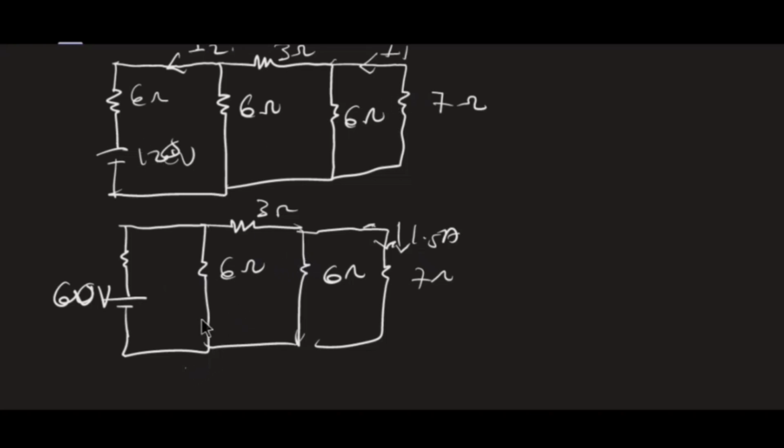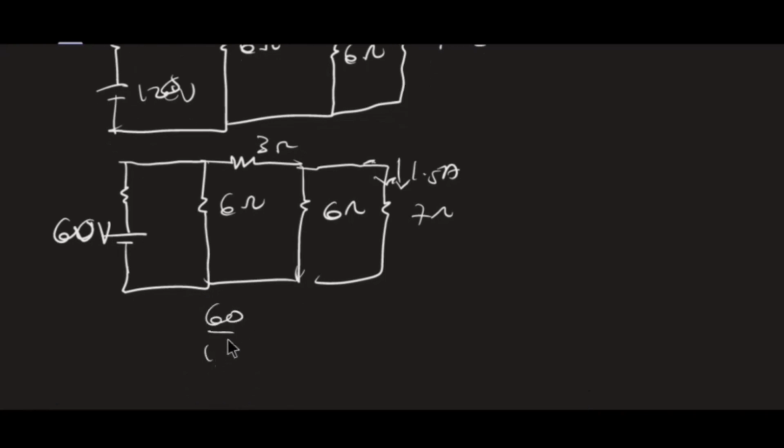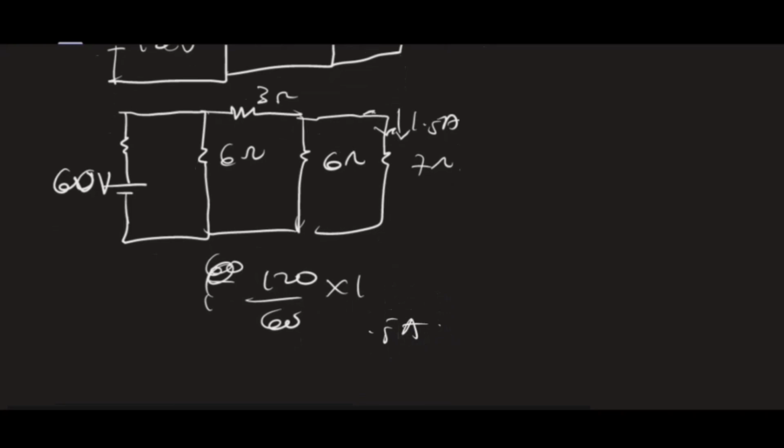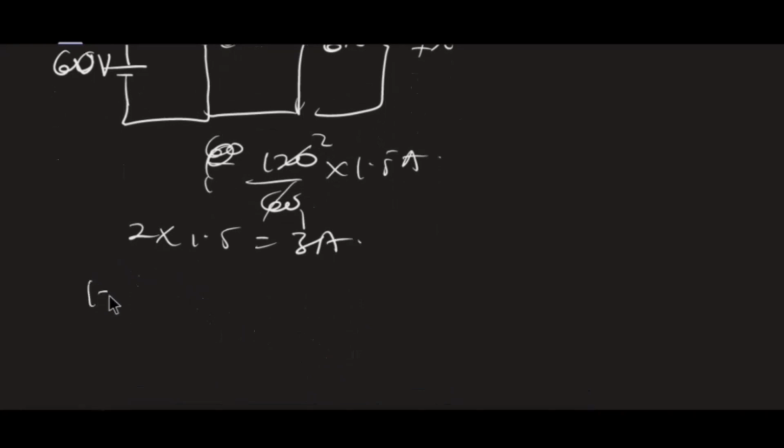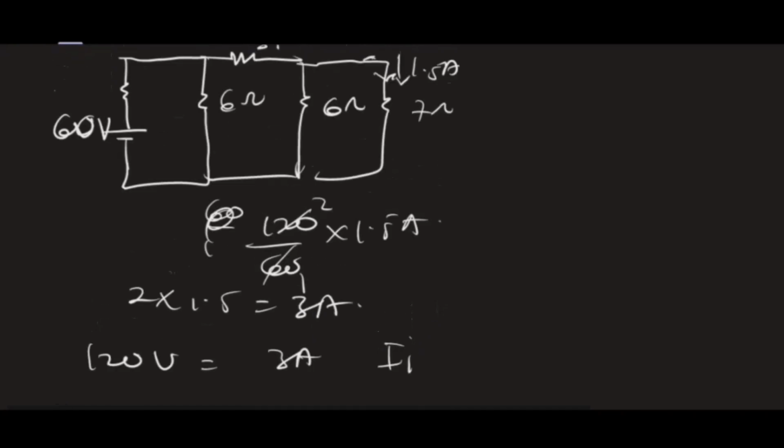Hence, if less, more divide, and if more, less divide. So now we want that of 120. 60 is producing 1.5. So 120 over 60 times 1.5 amperes. And that is going to give us 2 times 1.5, and that is 3 amperes. So meaning the 120 volts will produce 3 amperes as I1, and the direction is what?